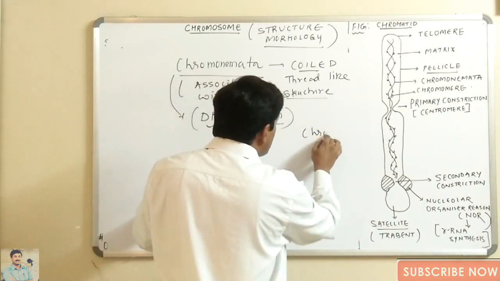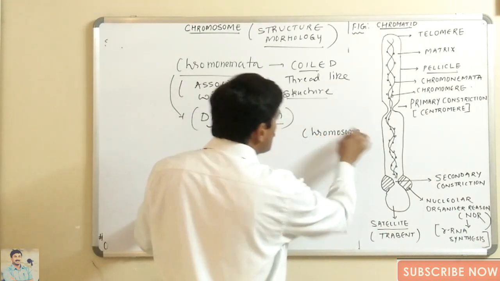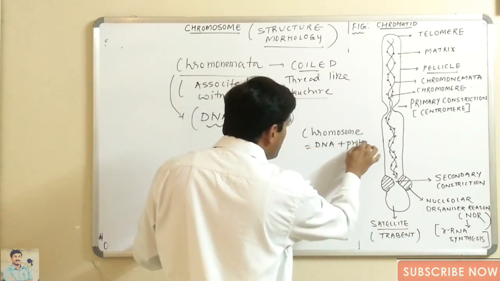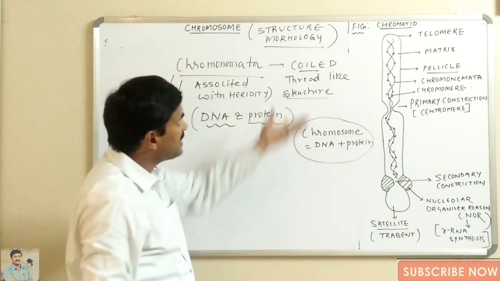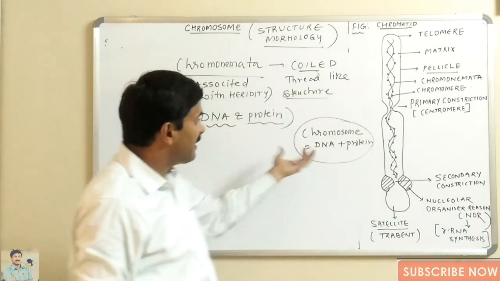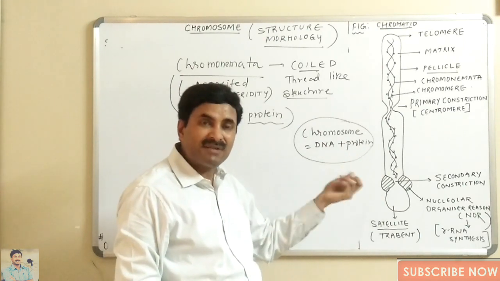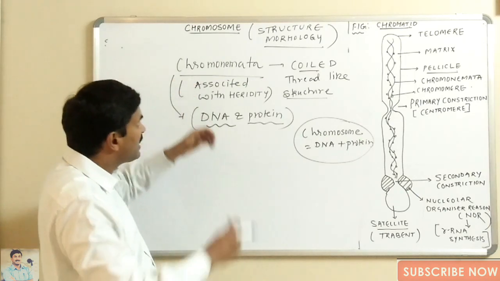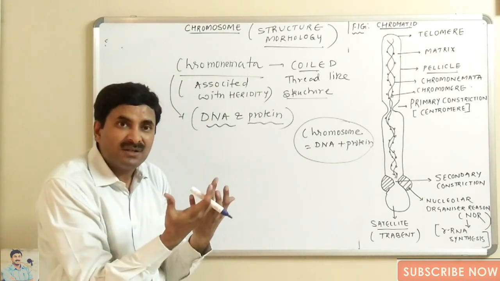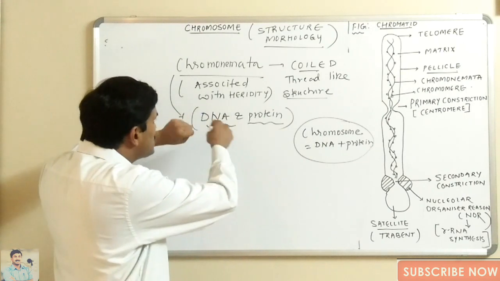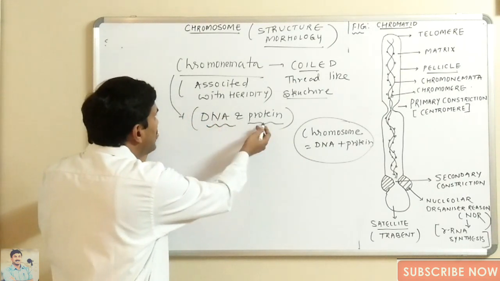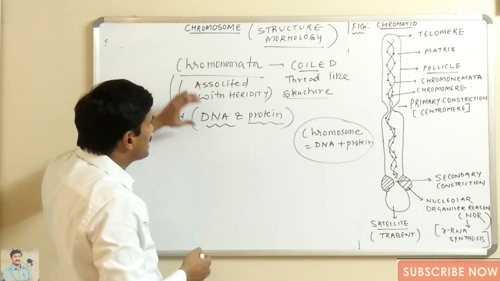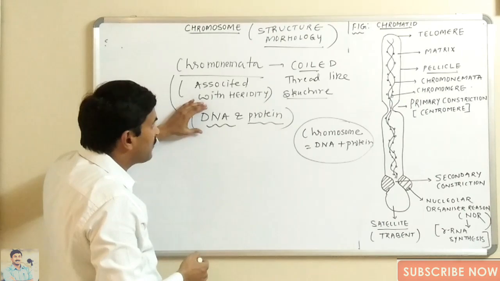When we study the chromosome, if somebody asks what a chromosome is, the chromosome is DNA plus protein. But now the question arises that when we study the morphology of the chromosome, where is the DNA and where is the protein? This creates confusion. Basically the chromonema is associated with heredity, and when the chromosome becomes condensed, this condensed part is the DNA and the protein. So the chromonema is the coiled part, and it is made up of DNA and protein.